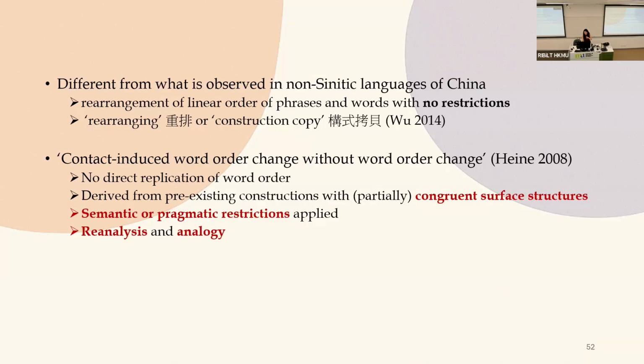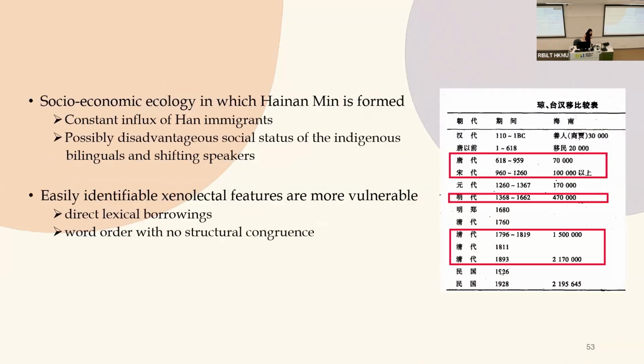Pre-existing congruent surface structures and semantic or pragmatic motivation are very important for such development. And reanalysis as well as analogy are really common in the development of such word order. And we believe this difference in how this word order is derived is actually a reflection of the distinct socioeconomic ecology in which Hainan Min is formed.